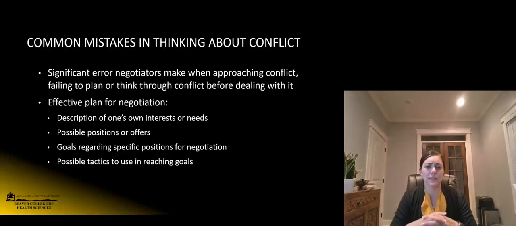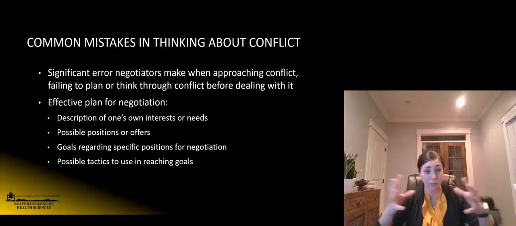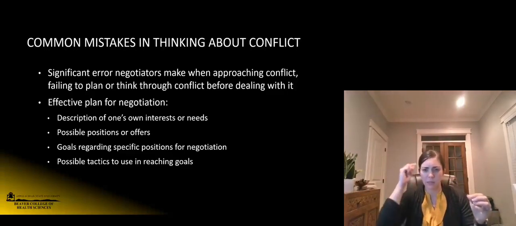Now, there are a lot of common mistakes that happen when we think about and try to manage conflict. We may not have an effective plan for negotiation. We may not understand what the other person wants and needs. We may not have fully thought through possible offers and ideas for coming together. And quite often this happens where we can't quite think about what the other party needs, and we can't quite think about a common ground.